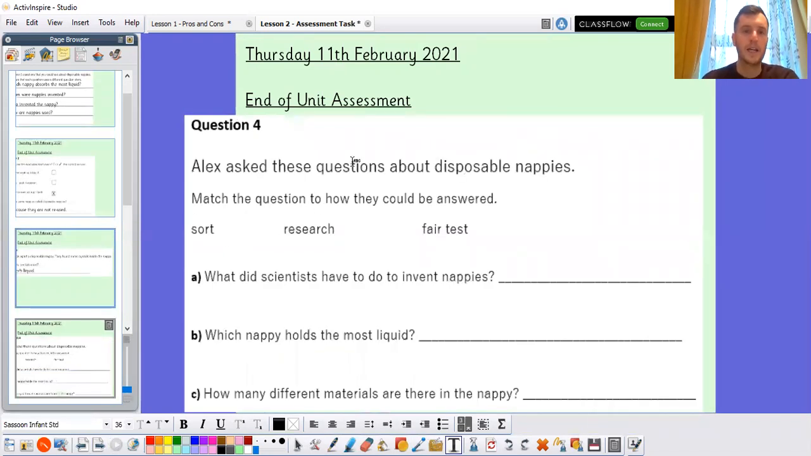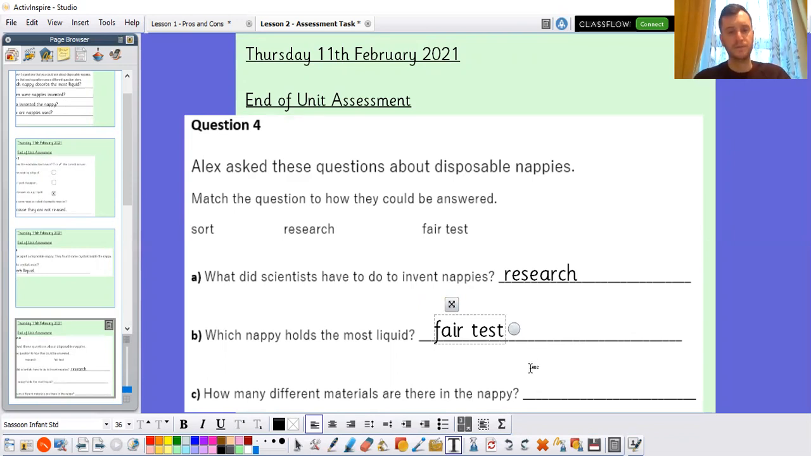Question 4. Alex asked these questions about disposable nappies. Which of these words matches with which question? So what did scientists have to do to invent nappies? They would have had to do some research. Which nappy holds the most liquids? For that one, we'd probably have to use a fair test where we change one thing, which would be the type of nappy, and keep everything else the same, like the amount of water, how we measure the water, and so on. How many different materials are there in a nappy? We would likely sort for that one.